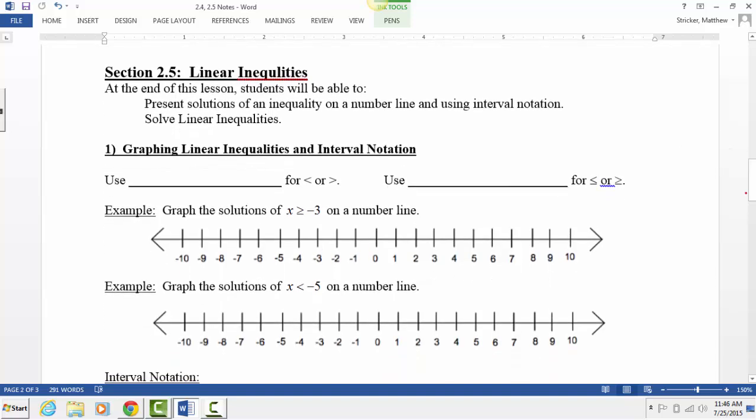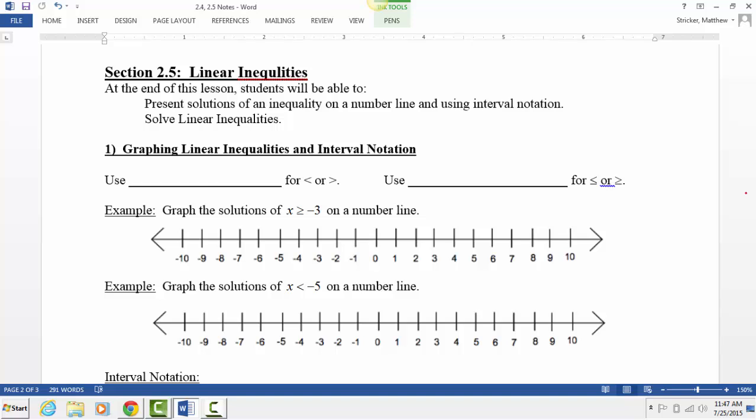Okay, this takes us to our last section, section 2.5, which is linear inequalities. You may or may not have seen this before, but we're going to basically review what you know about the number line and graphing linear inequalities on a number line. But then we're also going to introduce something that's probably new to most of you called interval notation. So just starting out with a number line real quick and inequalities.